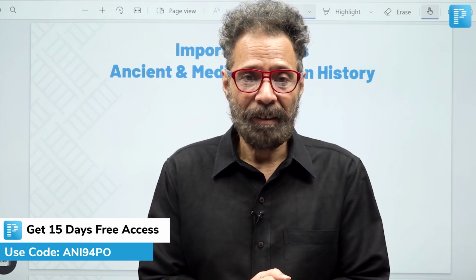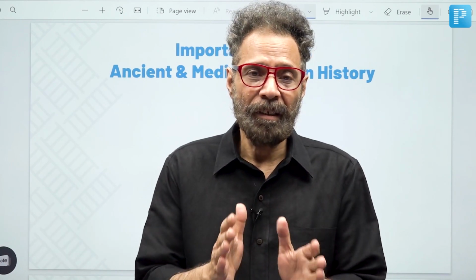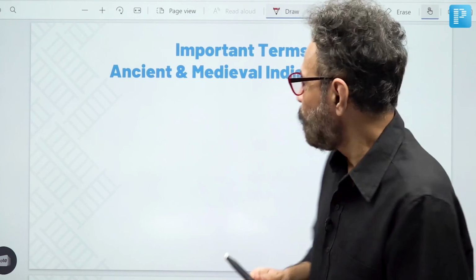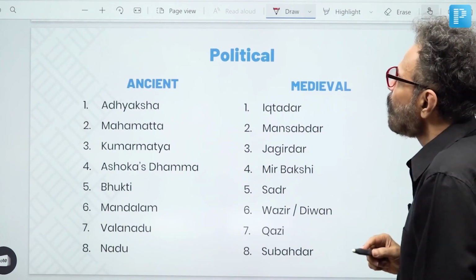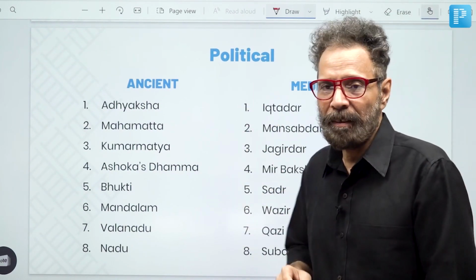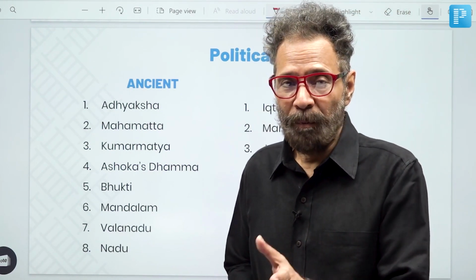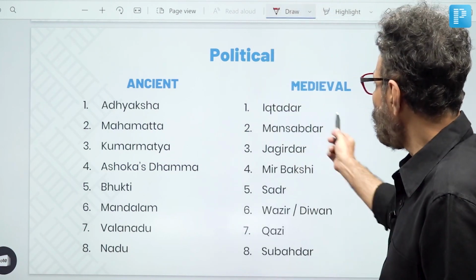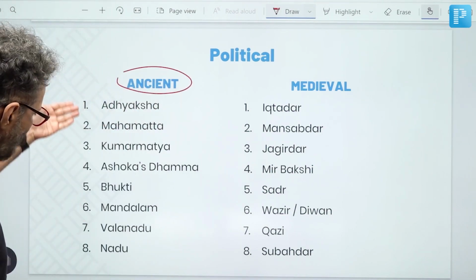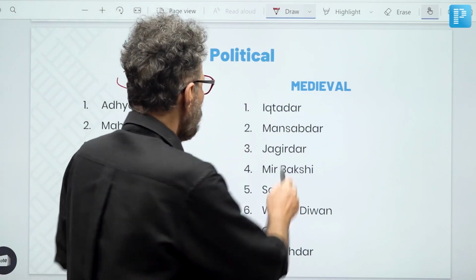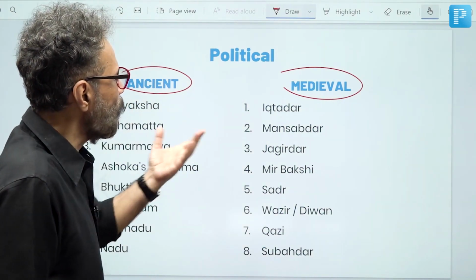And since this lecture is on both ancient and medieval Indian history, I have presented the terms separately. Take a look. So first, terms having political character, political color, or the terms related to politico-administrative systems. And here is the bifurcation. Ancient, and these are many terms, and medieval, and these are many terms that fall under medieval.